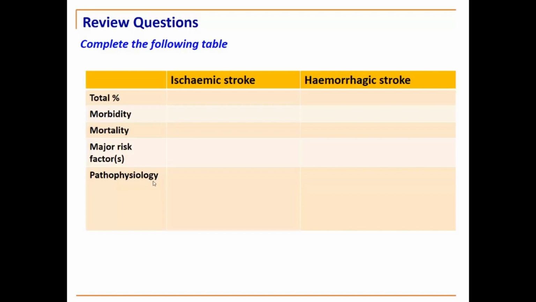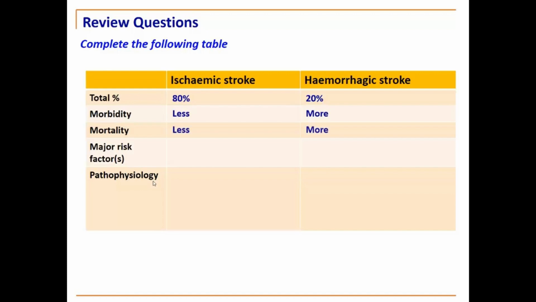Okay, ischemic stroke: total, 80%. Hemorrhagic, 20%. Morbidity, so we want less or more, so to speak. Morbidity, ischemic stroke compared to hemorrhagic stroke, less. Hemorrhagic, more. Mortality, less and more again.